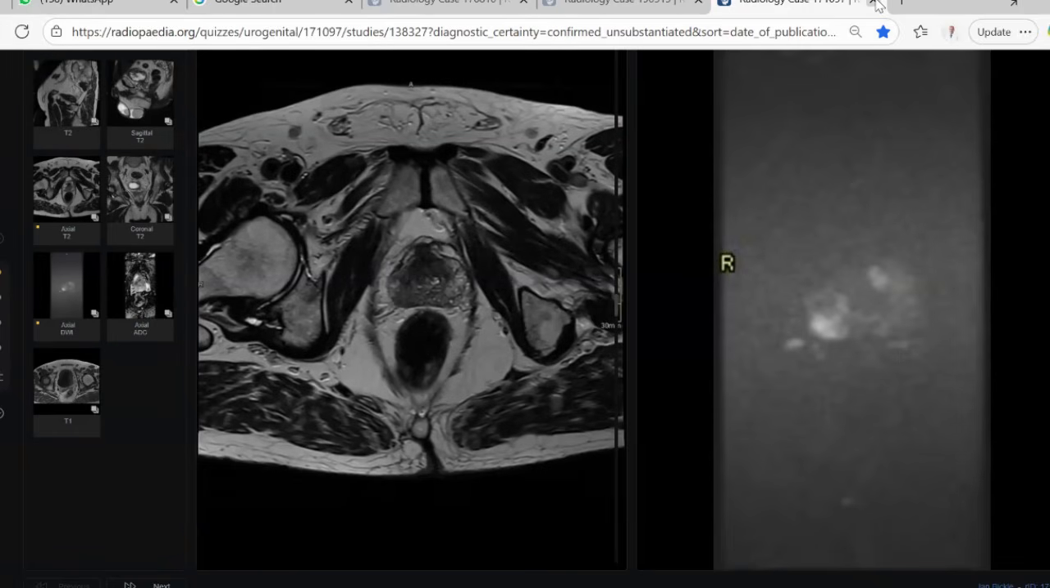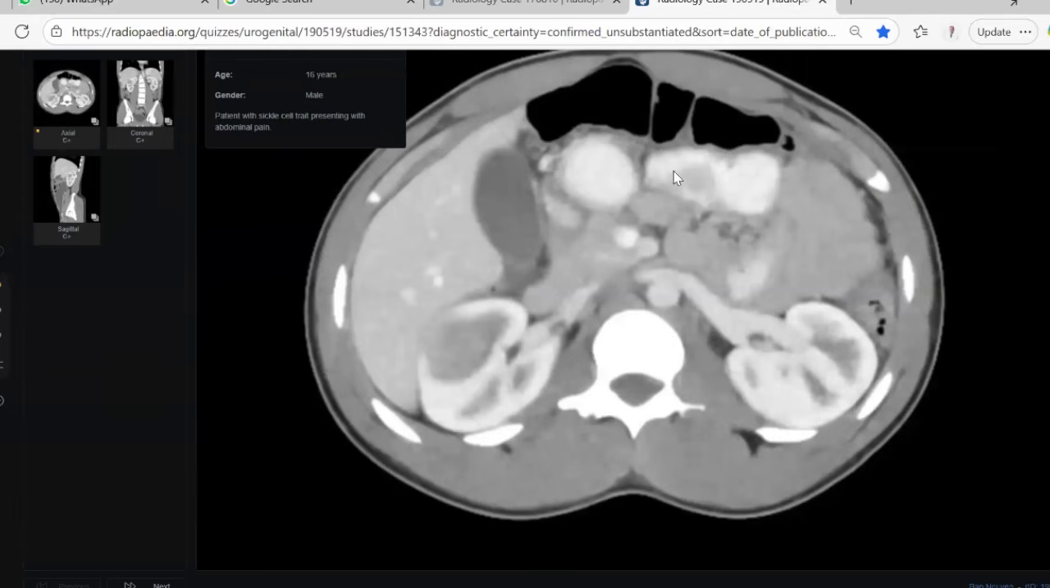Very interesting case. And I'm so happy that I presented one prostate case with some tips and some anatomy. Next candidate.